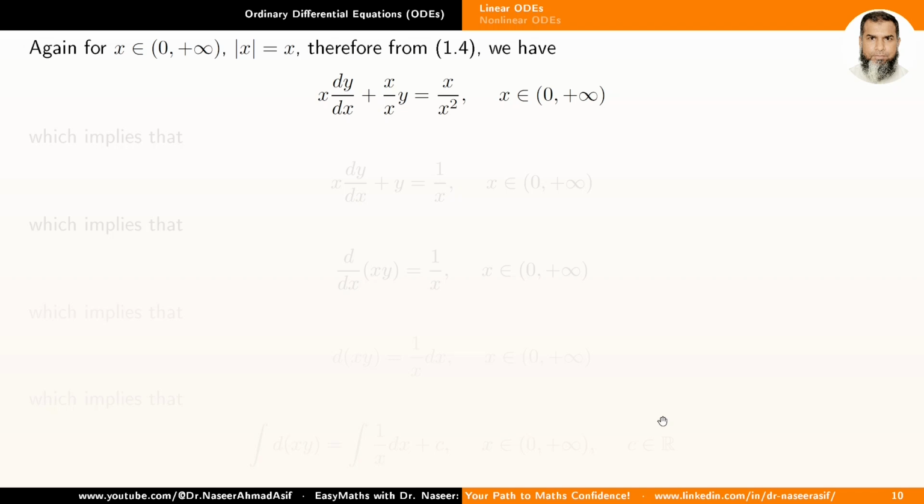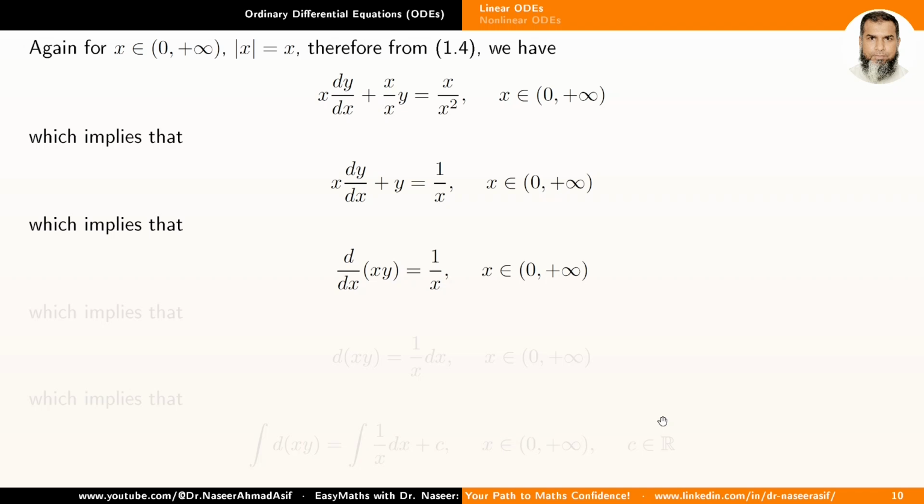Now we consider x belongs to the open interval 0 to plus infinity. For this, absolute x is equal to x. Therefore, from equation 1.4 we have d/dx of x times y plus x over x squared, where x belongs to the open interval 0 to plus infinity. So we have d/dx of xy plus y is equal to 1 over x, where x belongs to the open interval 0 to plus infinity.